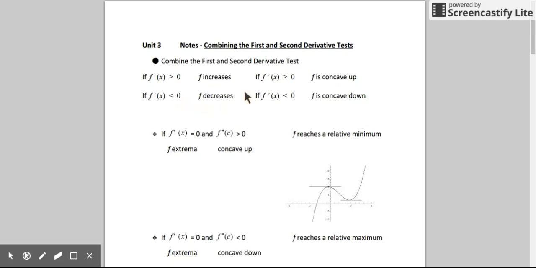If our second derivative is positive, we know our graph is concave up, and if our second derivative is negative, we know our graph is concave down. We can combine these in a lot of different ways. For example, if I know that my first derivative was negative but my second derivative was positive, I would know that my graph was decreasing but concave up on that interval.